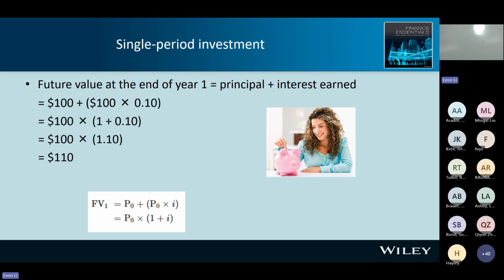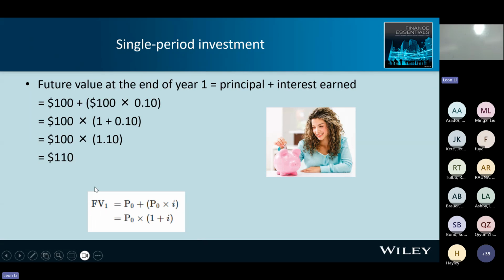So future value at the end of year 1 is principal plus interest earned. Here our principal is $100 and the interest rate is 0.1 or 10%. So your interest earned will be $100 times 0.1, which is $10, right? So we can rewrite our calculation, and finally the answer is 110. Your $100 will become 110 at year 1.